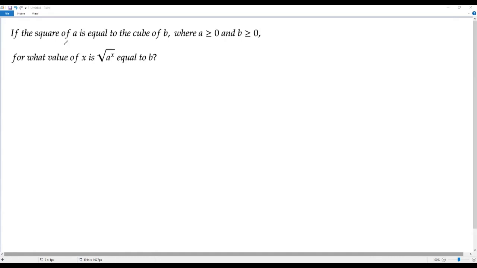Here we have a SAT math problem. Okay, let's go to the question. If the square of a is equal to the cube of b, where a is greater than or equal to 0 and b is greater than or equal to 0, for what value of x is square root of a to the power of x equal to b?